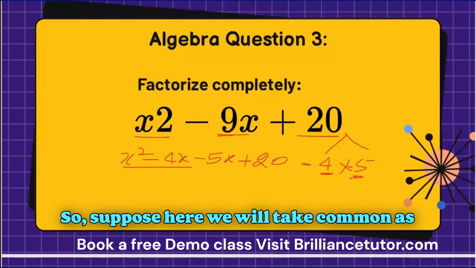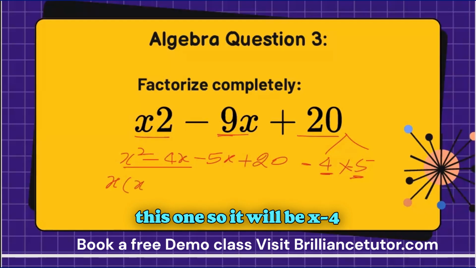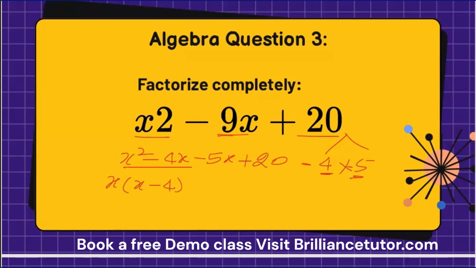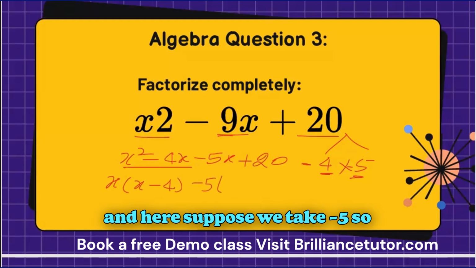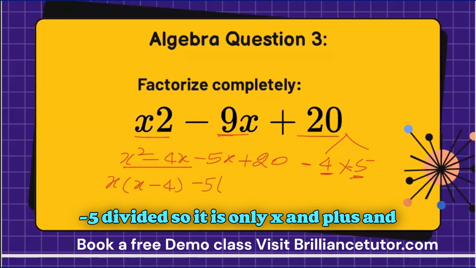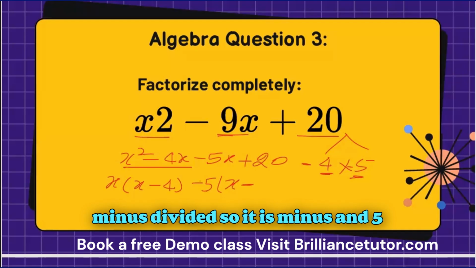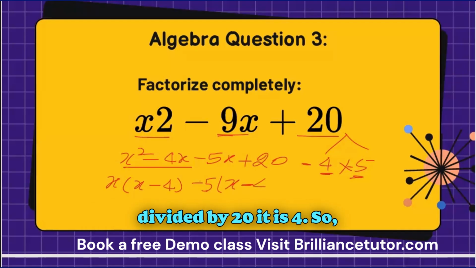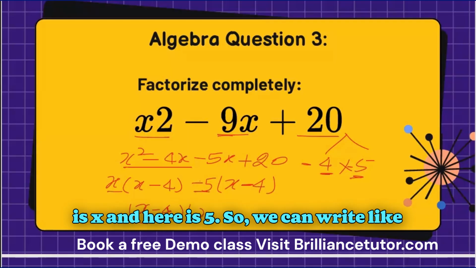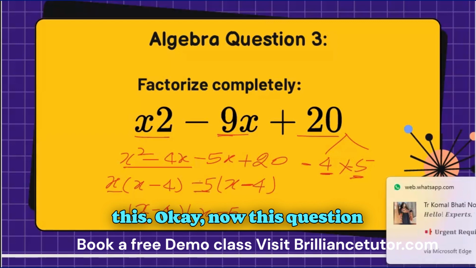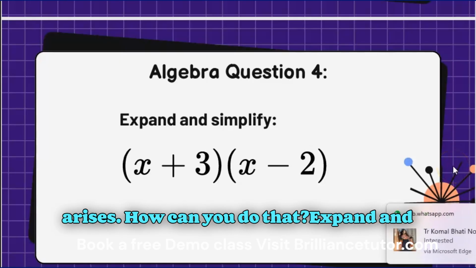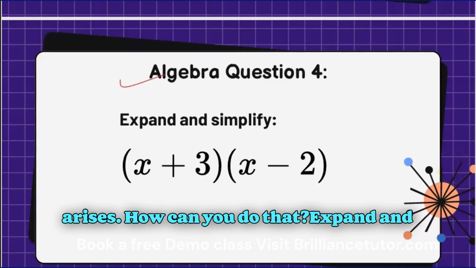So suppose here we take common this one. So it will be x minus 4. And here suppose we take minus 5. So minus 5 divided by x gives x, and plus and minus gives minus, and 20 divided by 5 is 4. So again it's x minus 4, and here is x and here is 5. So we can write it like this. Okay, now this question arises, how can you do that? Expand and simplify.